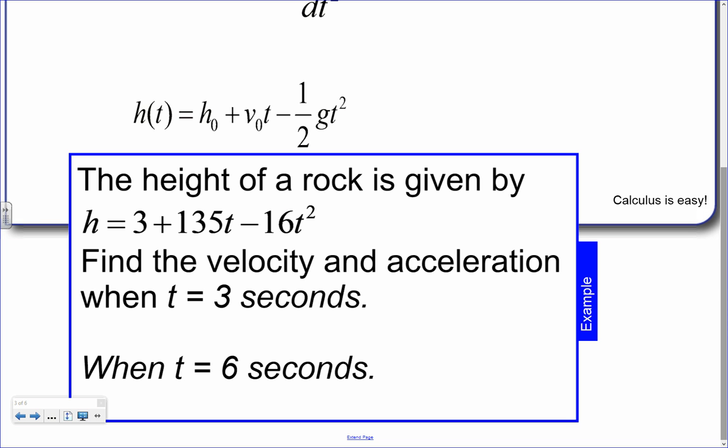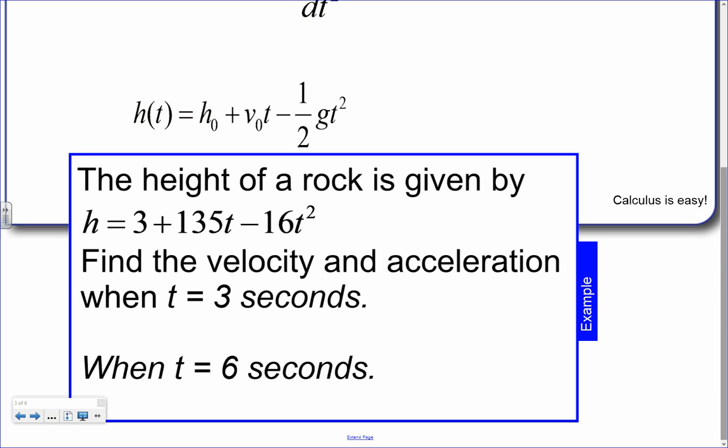And when t equals 6 seconds, v of 6 is equal to 135 minus 32 times 6, and we get negative 57 feet per second, which just indicates a change in direction. It's coming back down, in other words. You can have a negative velocity. Now, acceleration is the same for both of these. It's a constant. So a of t is equal to negative 32 feet per second squared. It doesn't matter if it's at 3 seconds or 6 seconds. The acceleration due to gravity remains the same, which makes sense with what we understand in terms of the physics of what's going on here.